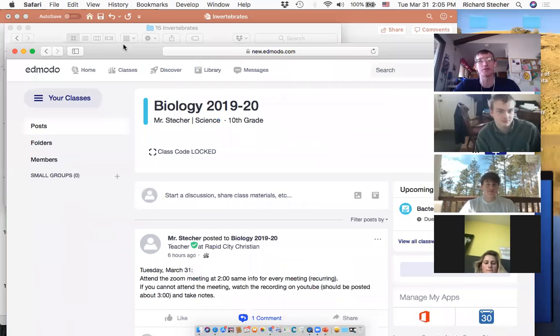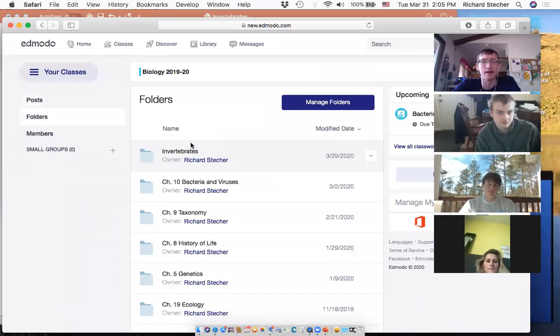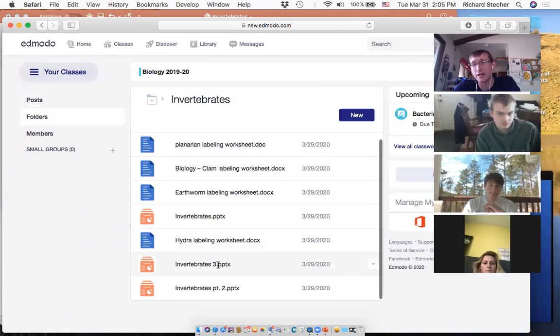Okay, cool. So here's your biology page. You go to folders, and the top folder is the chapter you're currently on. This is where you got all your notes from last chapter. So go into your invertebrates folder. This is everything for this chapter. There are 3 short PowerPoints. They're separate: Invertebrates, Invertebrates 2, Invertebrates 3.